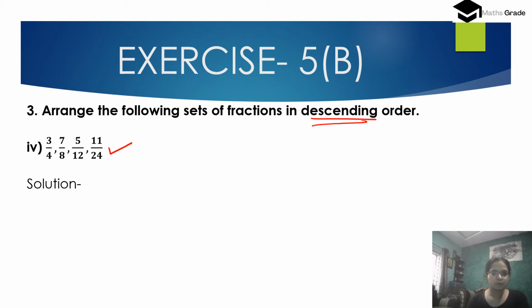equivalent fractions by equating the denominators to the LCM, multiplying the same number in both the numerator and denominator. First we find the LCM of these denominators, 4, 8, 12 and 24. So, LCM of 4, 8, 12 and 24.